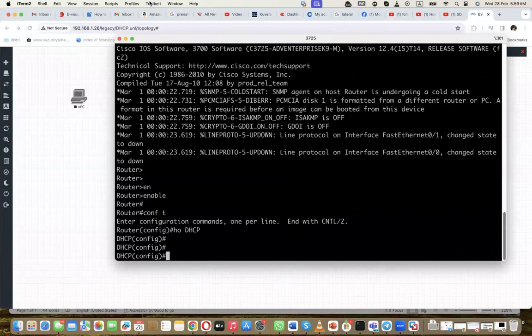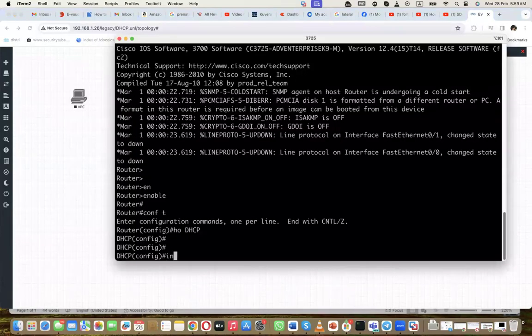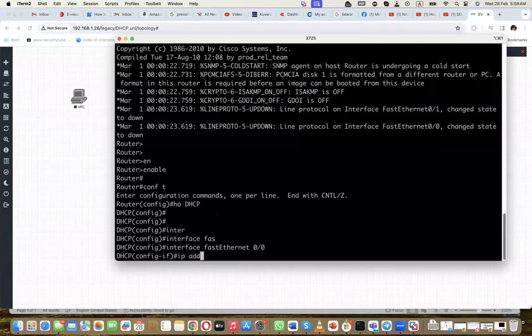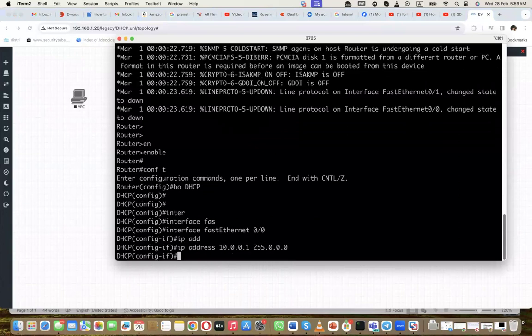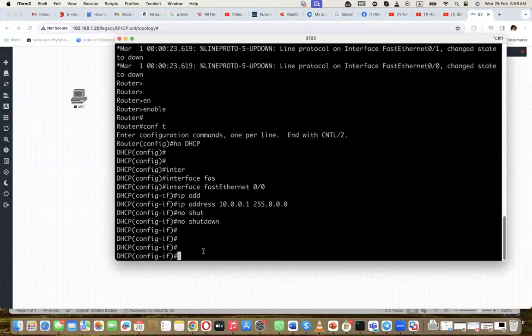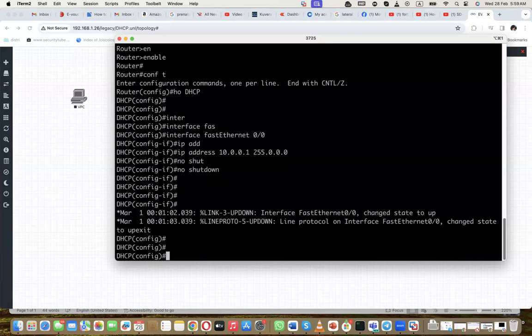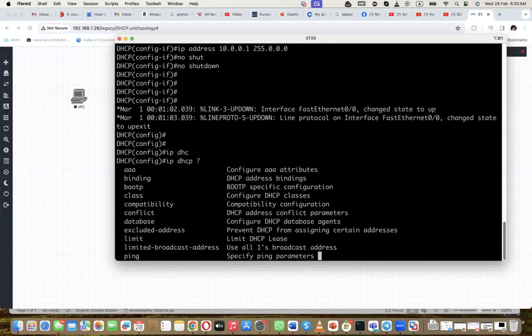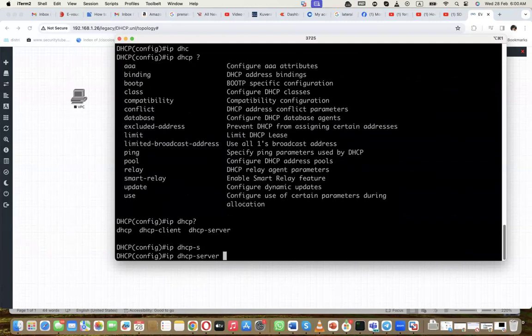The first thing I'm doing is configuring an IP address for the interface FastEthernet 0/0. Interface FastEthernet 0/0, IP address 10.0.0.1 255.0.0.0, and then no shutdown. So the interface is in up state. Now I need to make sure that the DHCP service or DHCP server is configured for that. So I'm taking the help of a command, IP DHCP server.